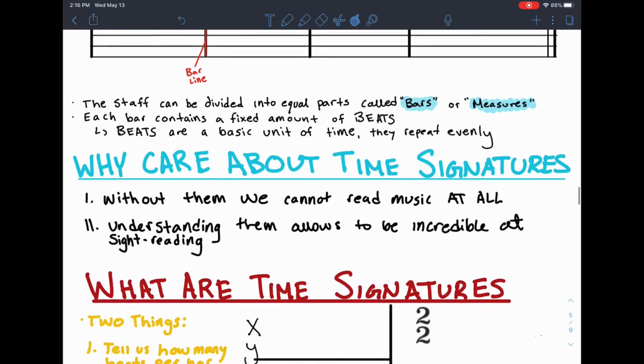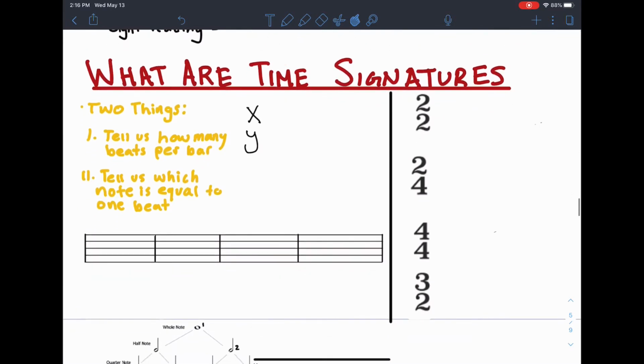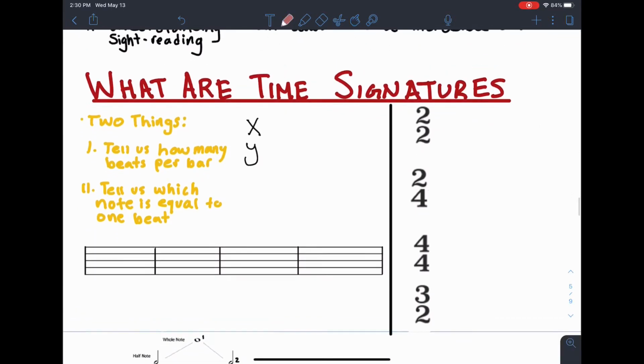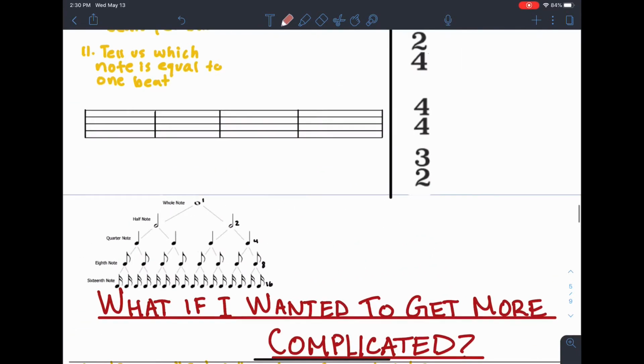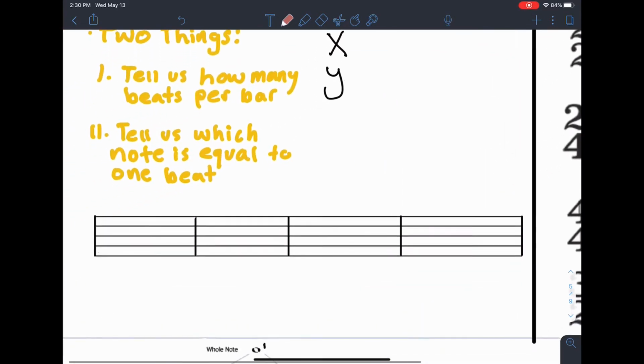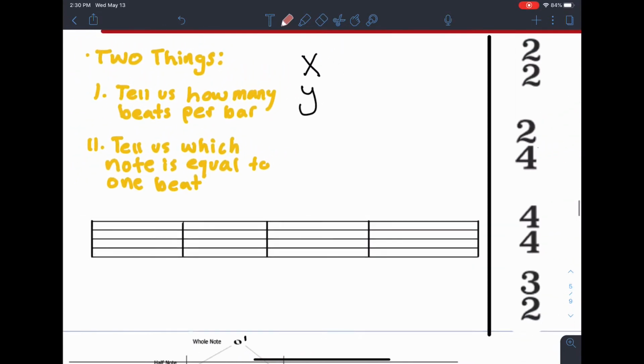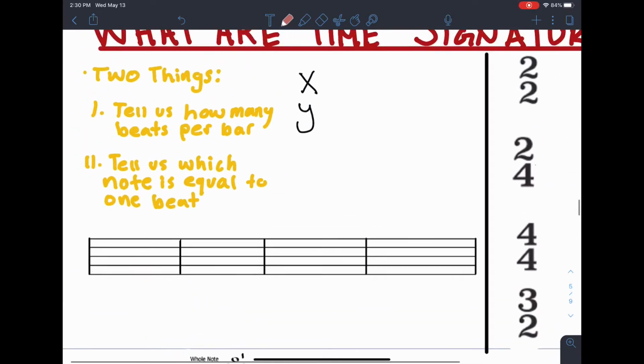Knowing that, let's jump into what time signatures actually are. Time signatures can tell us two things. Firstly, they tell us how many beats there are in one bar. The second thing they tell us is which note, remember we learned all these different notes and I included this diagram right here, is equal to one beat. I like to say which note gets the beat, but it's really which note is equal to the beat.